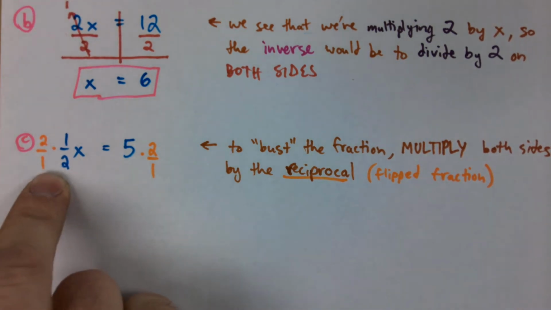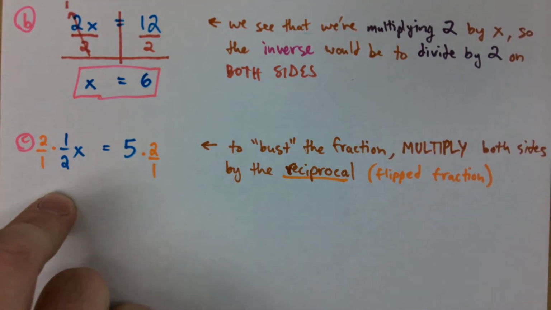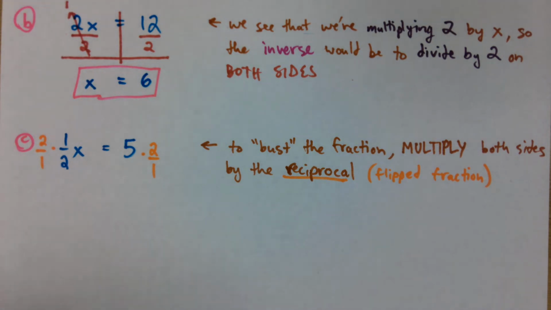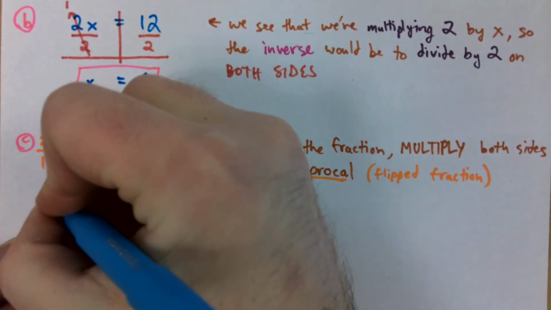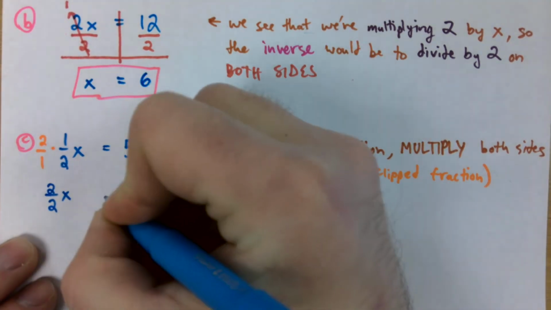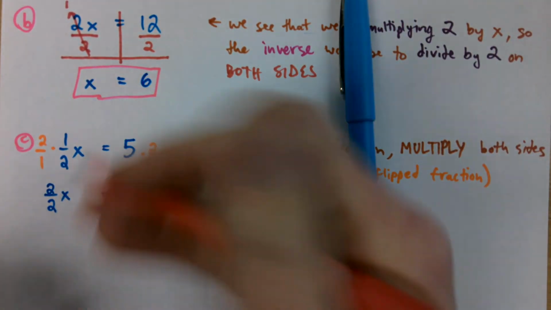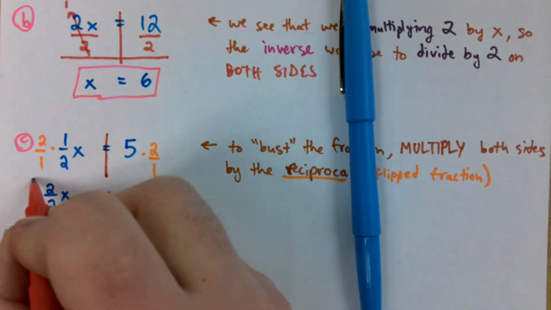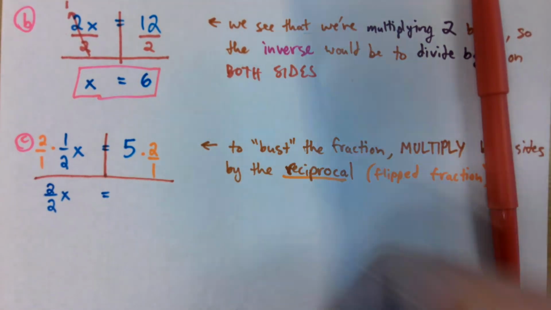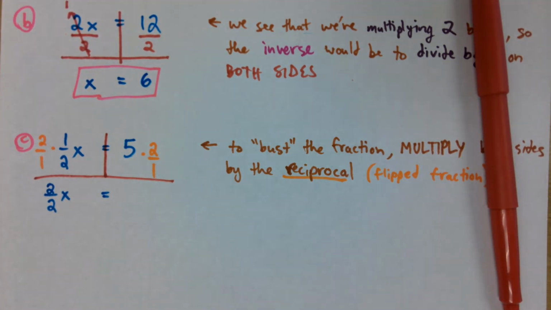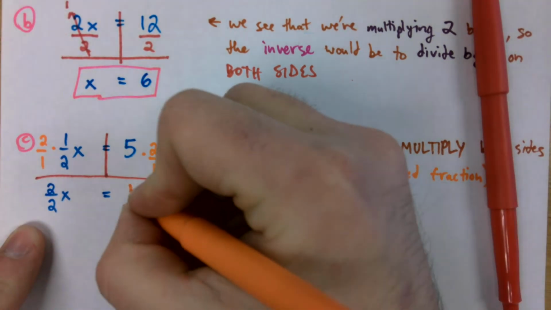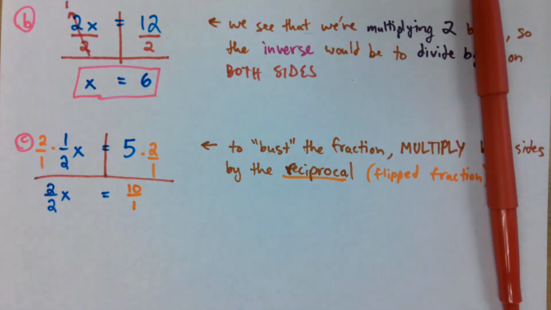What happens here on the left? 2 over 1 times 1 over 2. What do we get? 1. We get 1, right? In reality, we get 2 over 2x equals. I forgot to draw my line down the equal sign, see how easy it is to forget. And then 5 times 2 over 1 gives us what on the right? 10 over 1. Exactly.